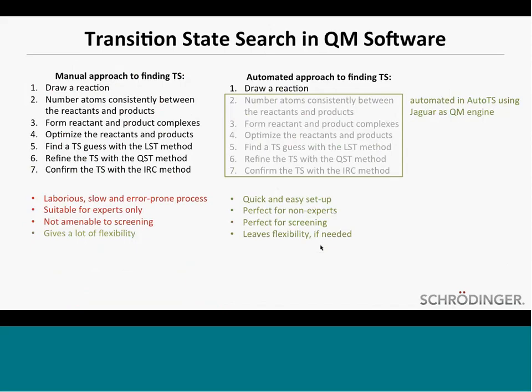So transition state searches have been a huge, huge pain. This is probably one of the hardest things to master, and I spent many, many hours doing it. The manual approach involves drawing a reaction, making sure that the atoms are consistently numbered between the reactants and the products, coming up with a guess of the transition state, refining that guess, finally finding that guess, and then validating that guess. This is very laborious. This is really suitable for experts only and is definitely not amenable to high throughput screening.